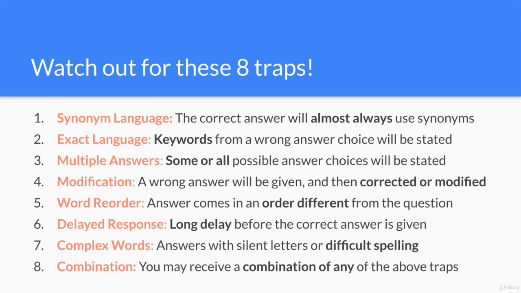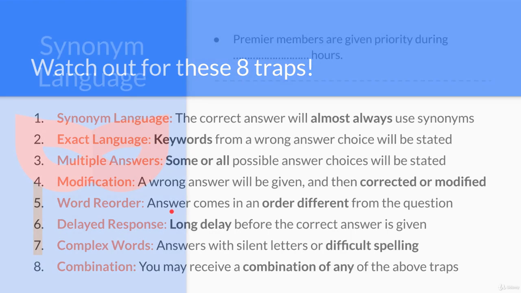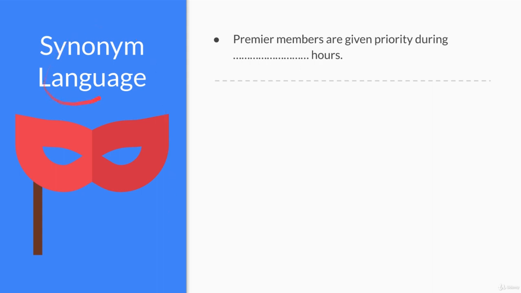Now let's delve deeper into each one of these traps, and let me show you examples of each one. So we're starting off here with our first trap, which is the synonym language. You can think of synonym language like a mask. The answer is going to be disguised in a mask. They are not going to use the exact keywords, rather, they are going to use different words that have the same meaning. So here I have a sample question. The question says, Premier members are given priority during blank hours.